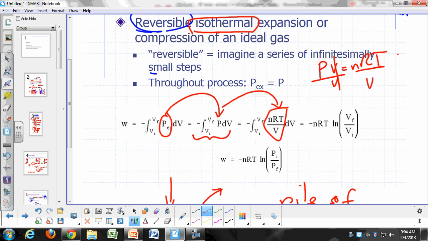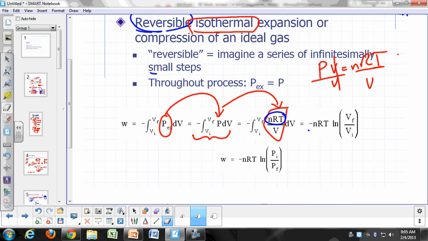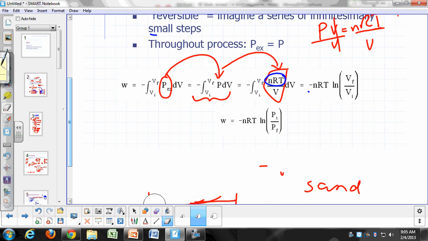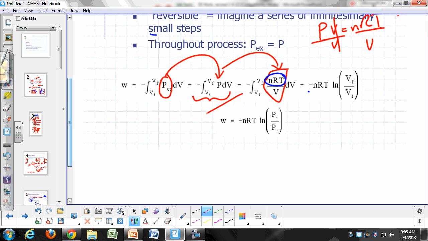I have a fixed amount of gas. So n, R, and T are constants that I can pull out of my integral. So I pull that out of my integral. What do I get? Let me do the extra step over here. This is going to be negative nRT integral from V initial to V final of dV over V.